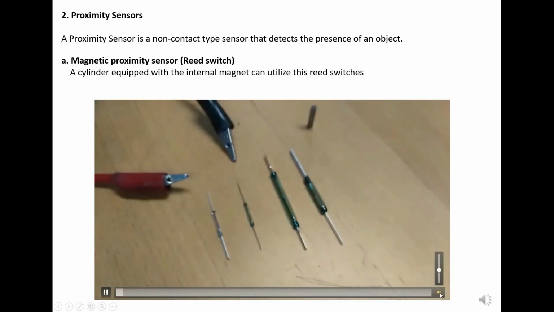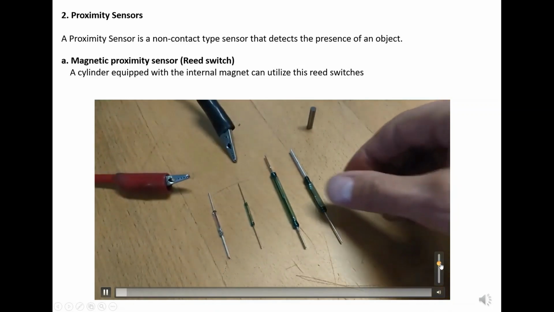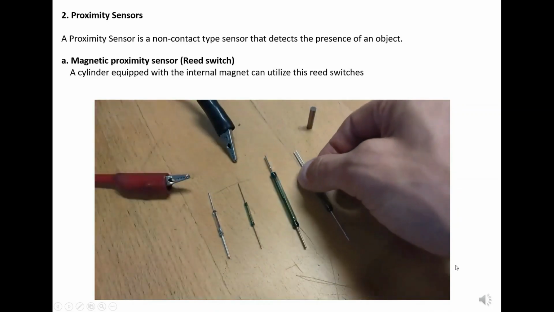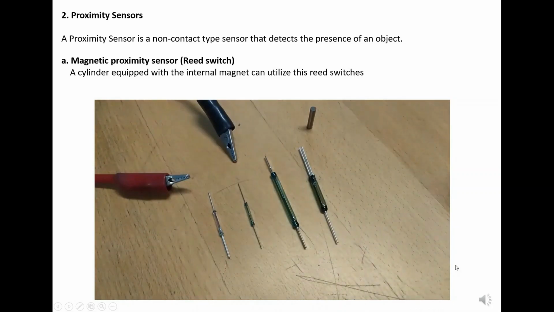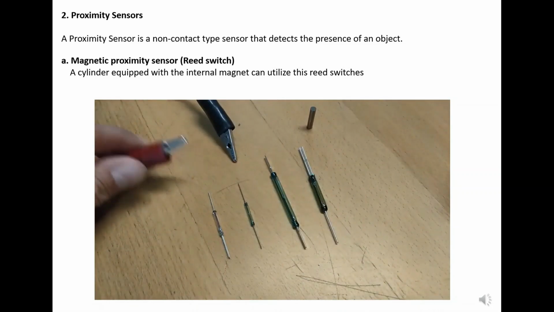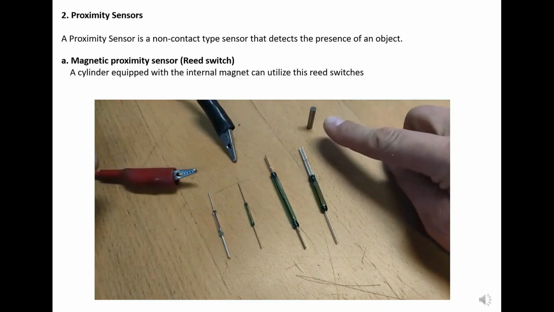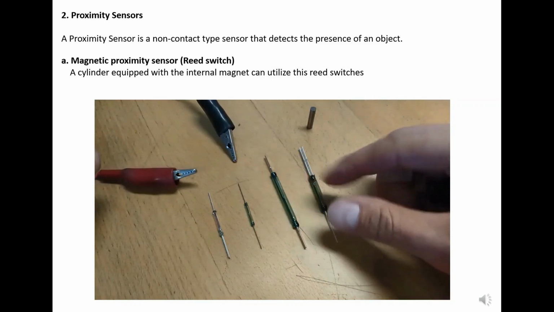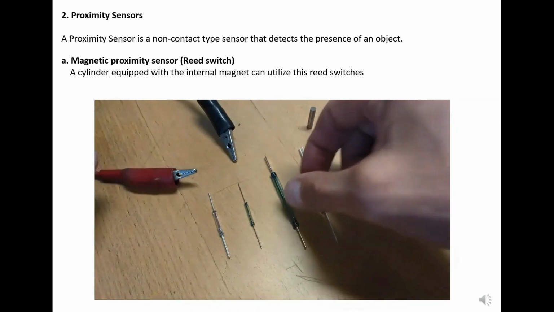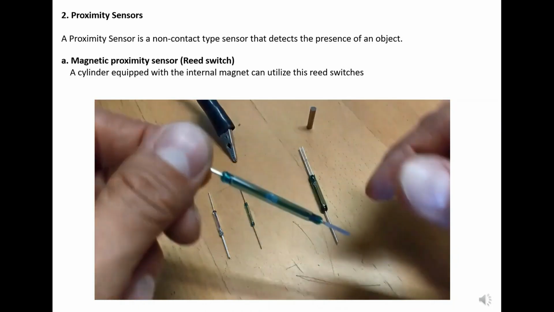Today I'll be showing you how a reed switch works. There are 4 reed switches here, your multimeter wires for your meter, and a magnet. Let's take this big switch for instance.